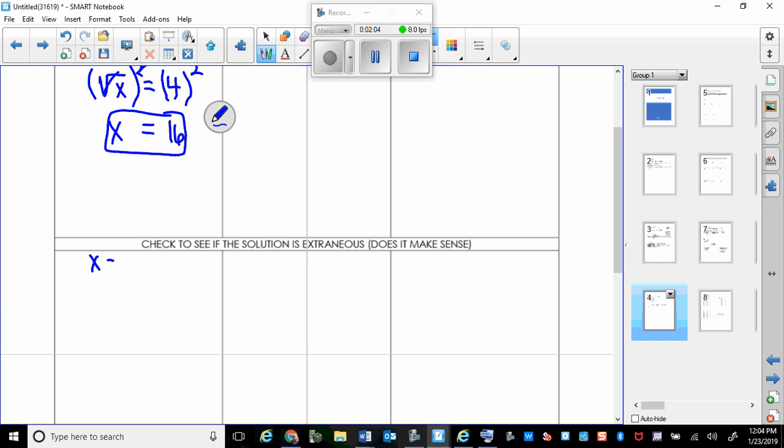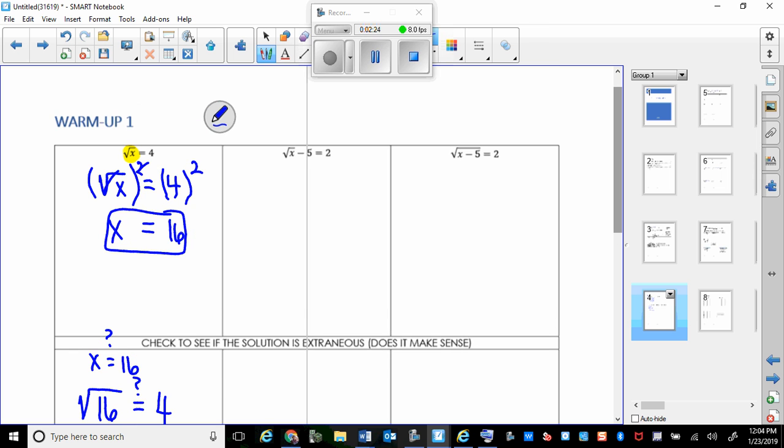Okay? After that, you want to check, does this make sense? Does x equal 16? Well, you insert it back into the problem. 16 equals 4, question mark, and 4 equals 4. So there is no extraneous solution, or a solution that doesn't make sense here. Now we check the next one.